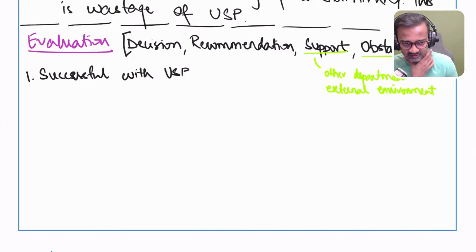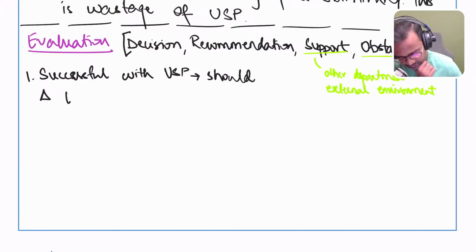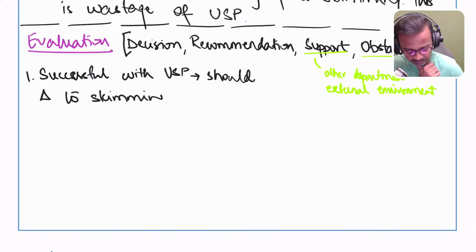Yeah, so successful business with USP, therefore they should change to skimming. Okay. Secondly, if they are going for price skimming, always remember something that I said a little bit earlier, that you always bring a discussion of price elasticity of demand in evaluation whenever you're suggesting a change in price.